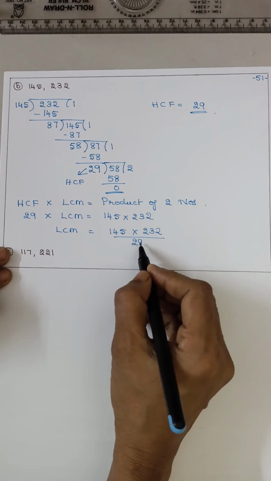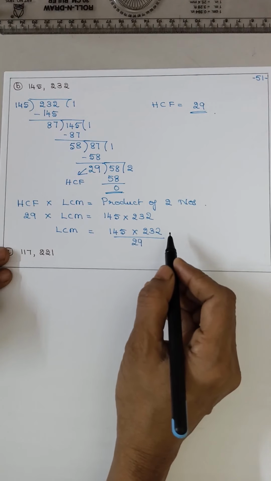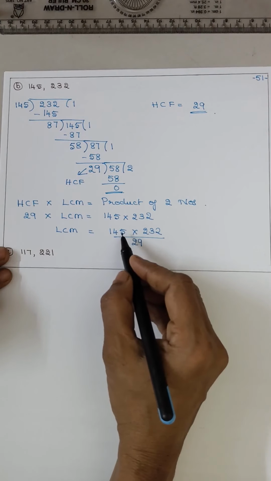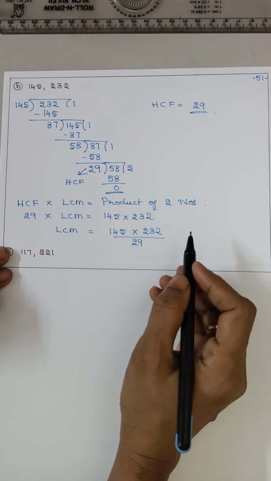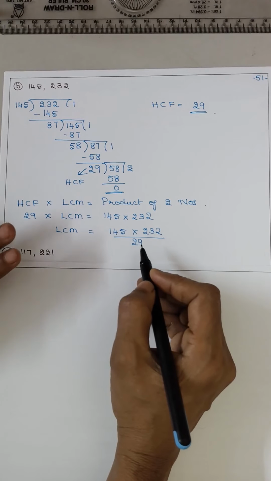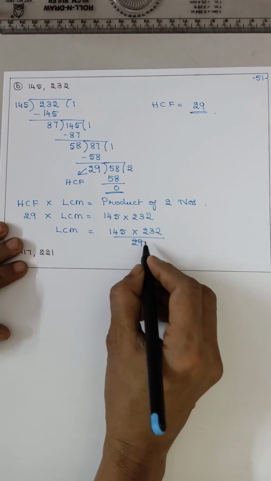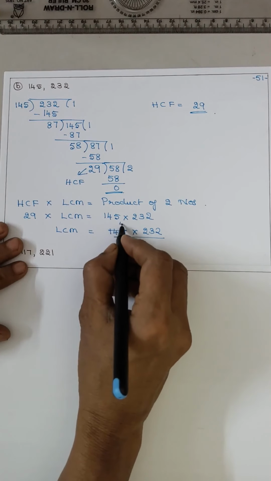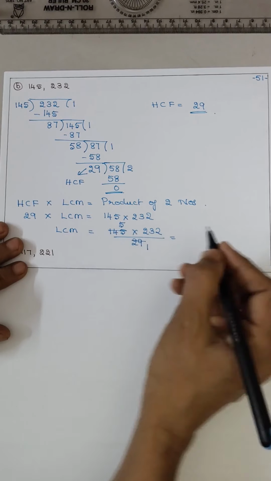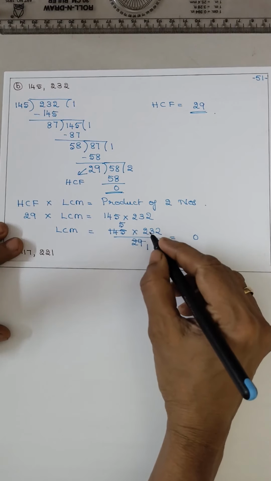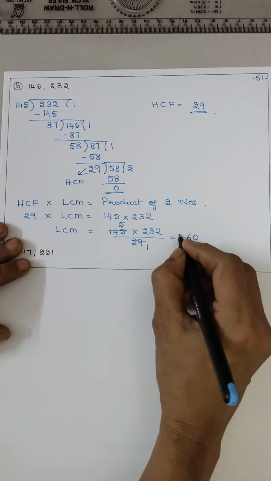Now check in the table of 9, 9 5s are 45, isn't it? Here also there is 5. Try multiplying by 5. 29 5s, 5 9s are 45. 5 2s are 10 plus 4, 14. So 29 1s are 29, 5s are. Now multiply: 5 2s are 10. 5 3s are 15 plus 1, 16. 5 2s are 10, 11.